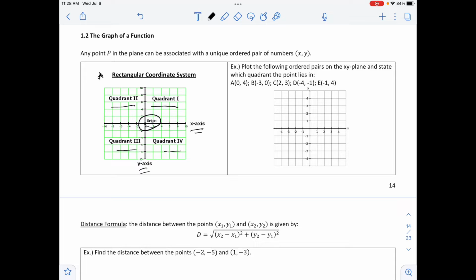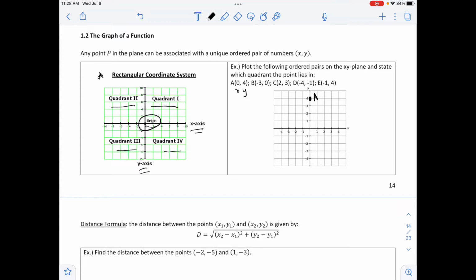The example right next to this says plot the following ordered pairs on the xy plane and state which quadrant the point lies in. So the first point that we have, x is 0 and y is equal to 4. So x goes left and right and y goes up and down on our coordinate plane. And so 0, 4, I'm going to go ahead and label that A. This is not in a quadrant. This one's actually on your y-axis.